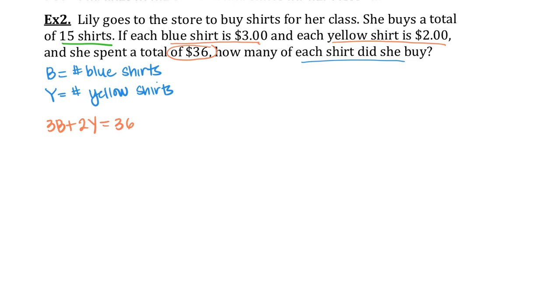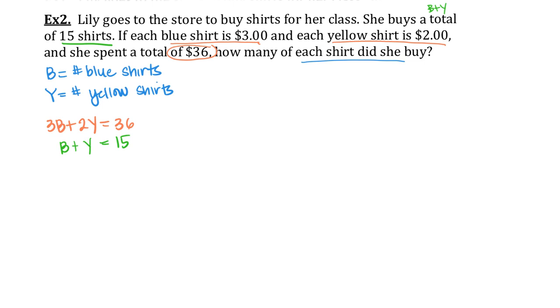What shirts is she buying? She's buying blue shirts and yellow shirts. So when it says total, they mean the blue shirts plus the yellow shirts have to equal a total of 15 shirts. So my second equation is B plus Y equals 15. Okay, I have written my system of equations. Now I need to solve.